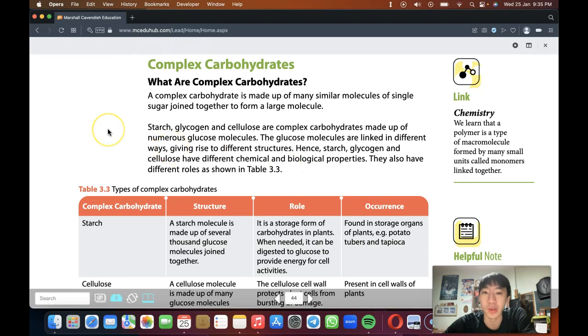A complex carbohydrate is made up of many similar molecules of single sugars joined together to form a large molecule. Starch, glycogen, and cellulose are complex carbohydrates made up of numerous glucose molecules. The glucose molecules are linked in different ways, giving rise to different structures. Hence, starch, glycogen, and cellulose have different chemical and biological properties. Okay, so you can think of glucose as the basic building block, like maybe a brick or something, which you can then use to build different structures.